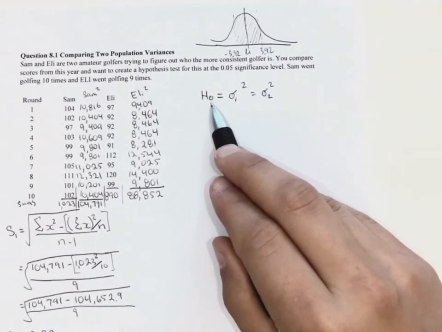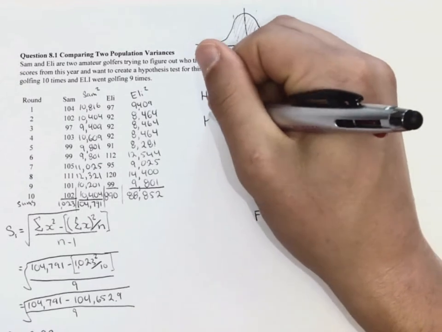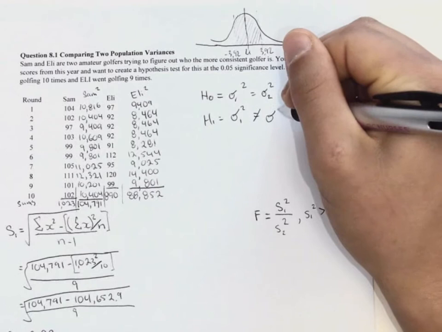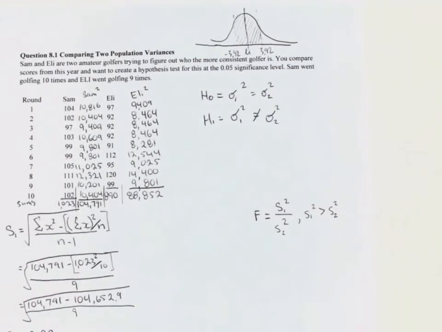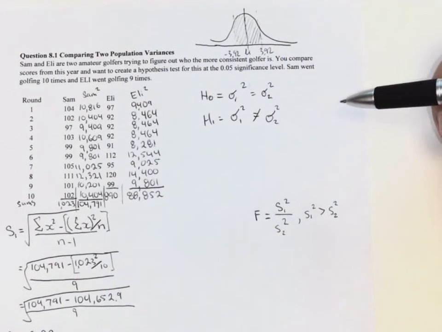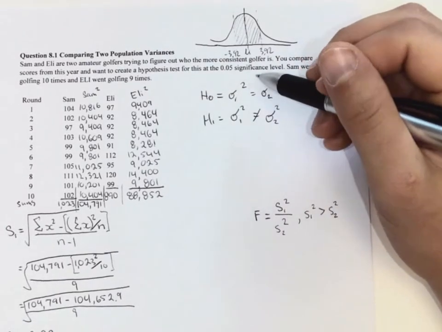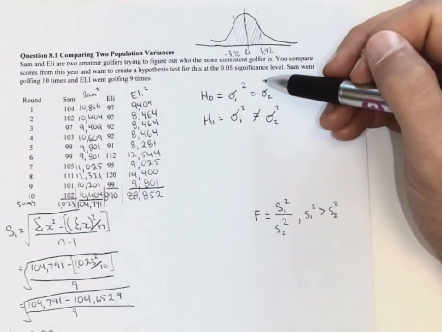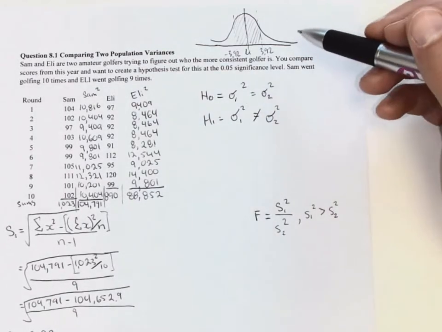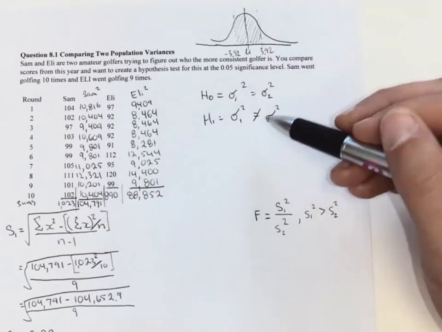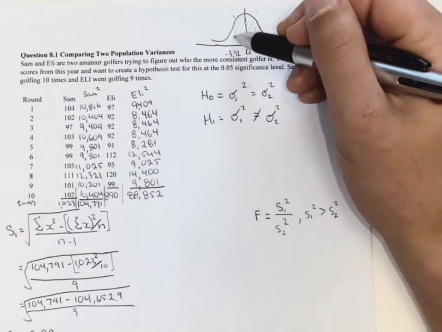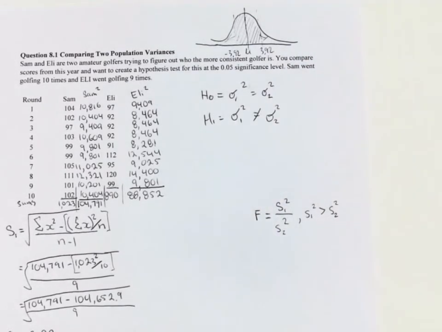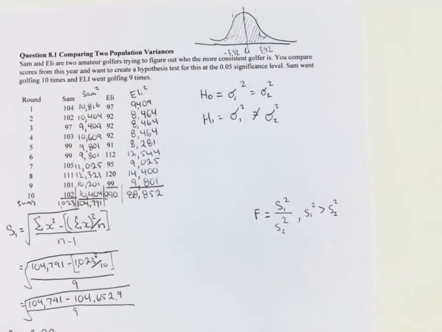So we're going to say the null hypothesis is that they're the same consistency. The alternative is that they are not the same. So we know that if we were to say Sam has a higher variance, so less consistent, then that would be a single tail test, because we're only looking at one side of this. But we're just saying it's not equal to. So it can be either direction. So we have what's called a two-tail test. And that's important when we get to our F table.